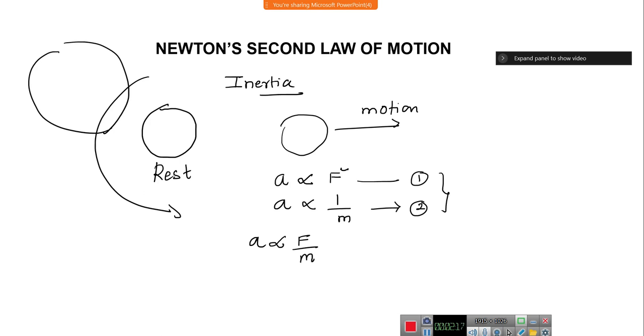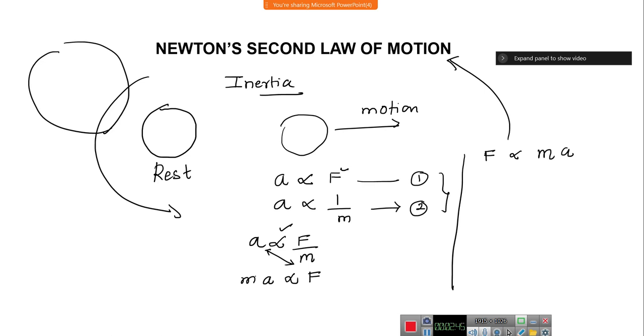Now, on cross multiplication it can be written as a into m. So it's a cross multiplication. I'll write m into a is proportional to, this remains as it is, force. So let me write here, right? Force is proportional to the product of mass and acceleration, and this is Newton's second law. If you write in a statement, you have to write: a force applied on a body is directly proportional to the product, you should not miss this word, product of mass and acceleration.